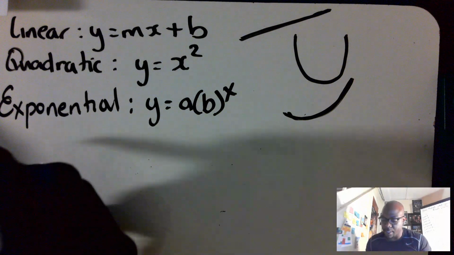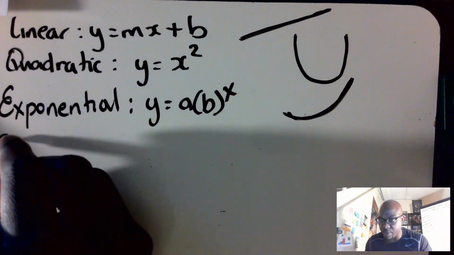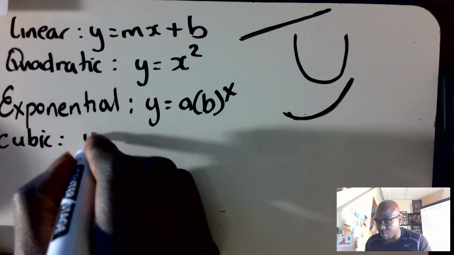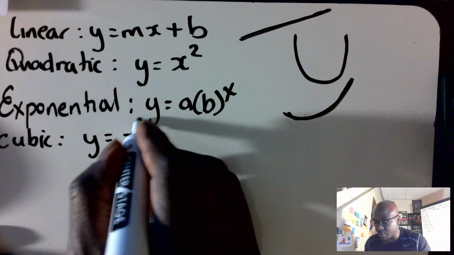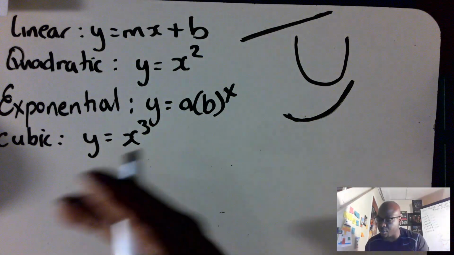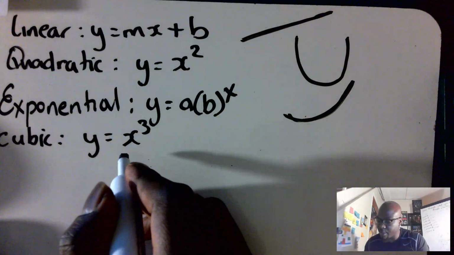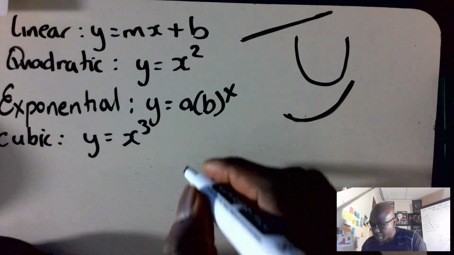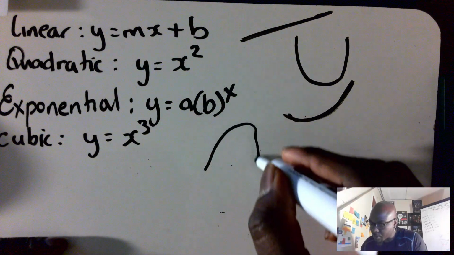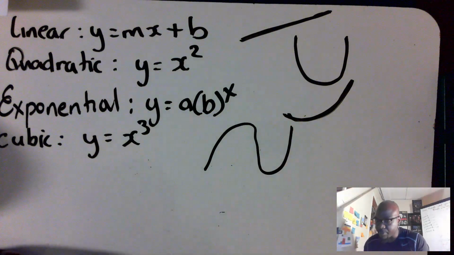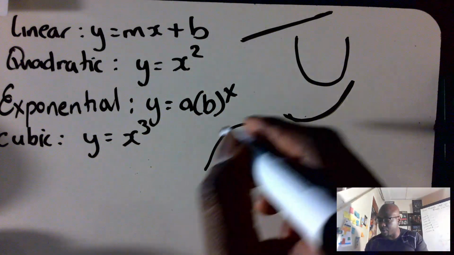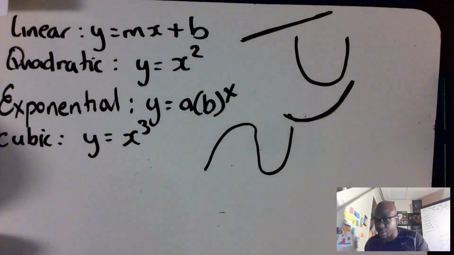All right, the next one that we're going to look at is a cubic function. And this is in the form y equals x cubed. What's happening to the x? As you can see here, x is cubed. It has an exponent of 3. What does this look like? This looks like an N shape. All right, it looks like an N shape, and it has 2 turning points. 1 turning point, 2 turning points.